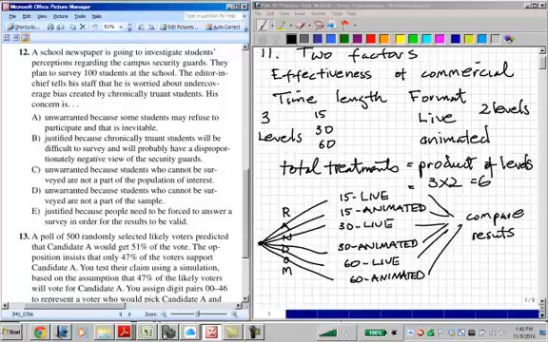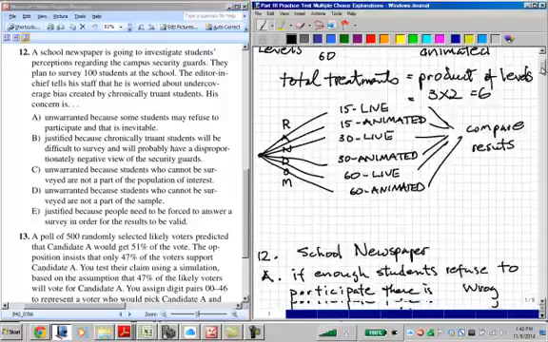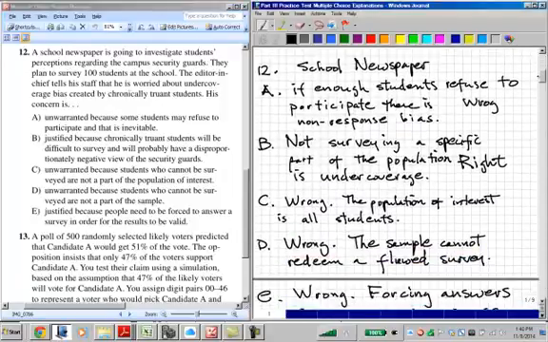So, doing research for the school newspaper regarding the students' perceptions about security guards. Okay, so he's worried about undercoverage bias created by chronically truant students. His concern is A, unwarranted. Well, no, that's wrong. If enough students refuse to participate, there is non-response bias.